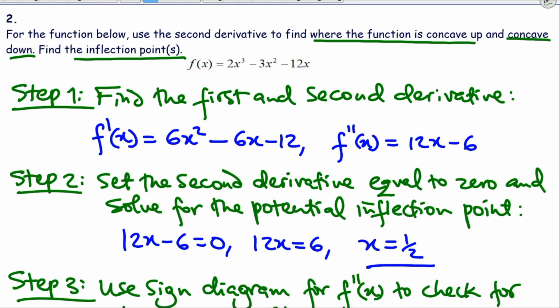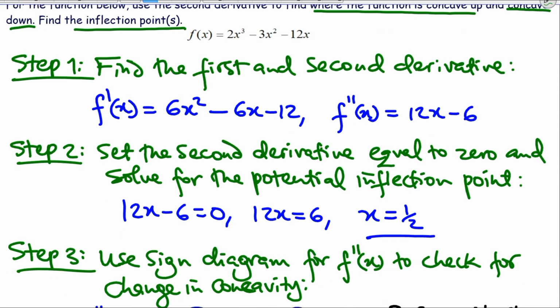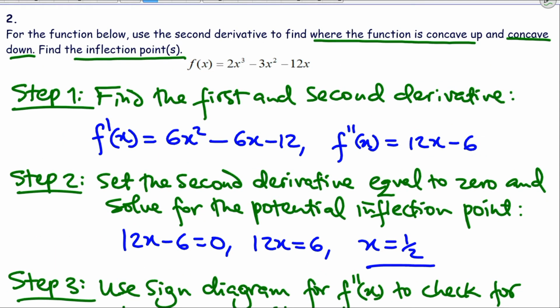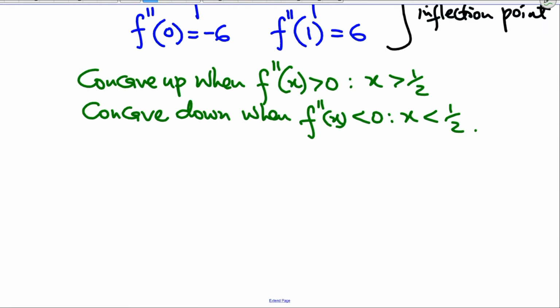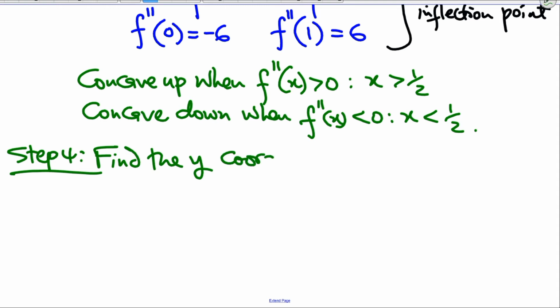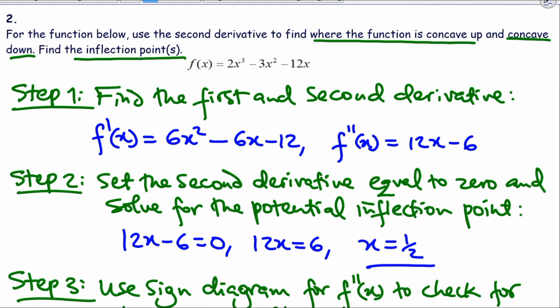So when it's concave up and concave down, now we need the inflection point. We know that the inflection point is when x equals a half. So we need to find the y coordinate, which will be our step 4. So step 4, find the y coordinate, which means you plug a half into the original function.